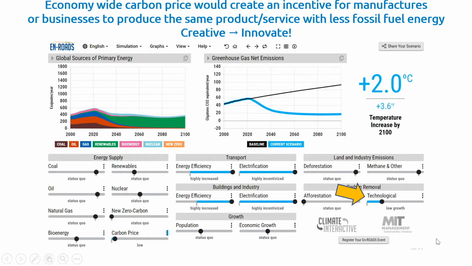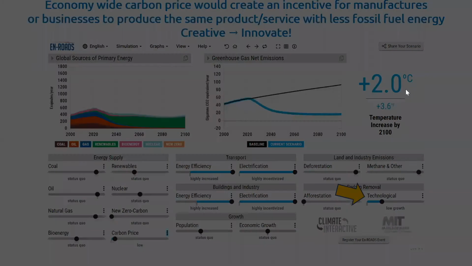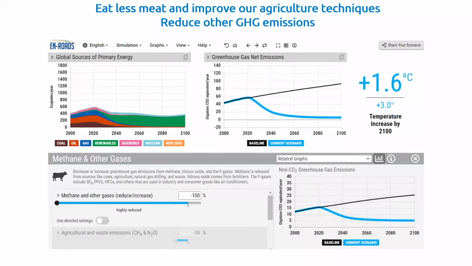And I'm sure there will be many new technologies that will be developed, but some of them may actually capture carbon, like biochar or some other mechanism. And we could reduce emissions down to 2.0 degrees C if we introduce a new technology like that.